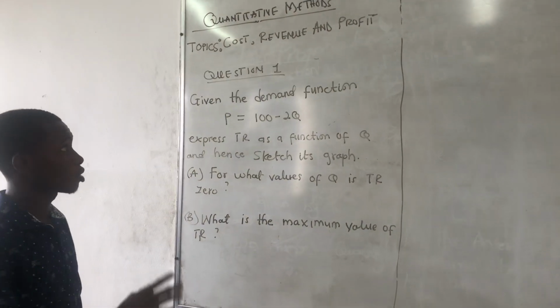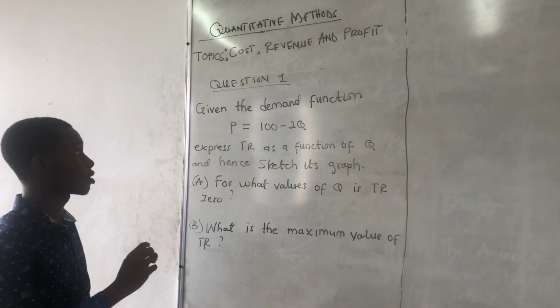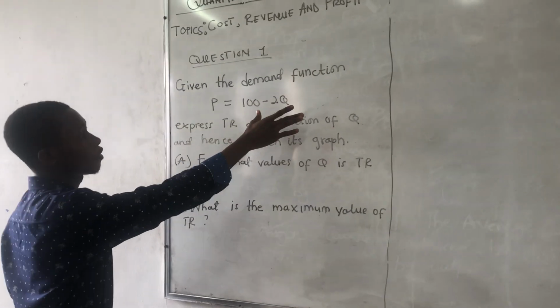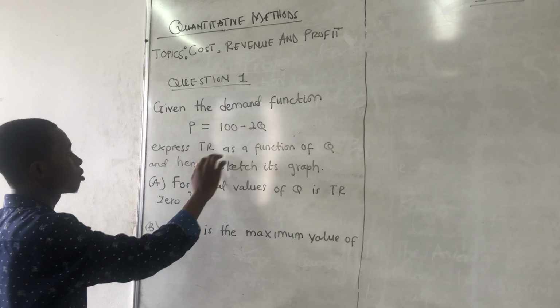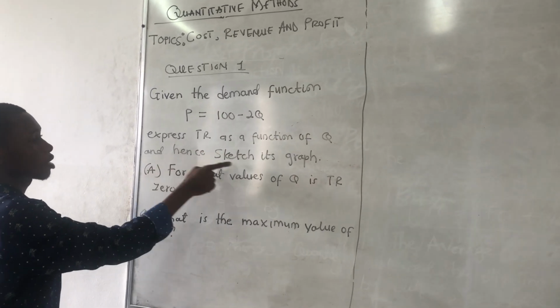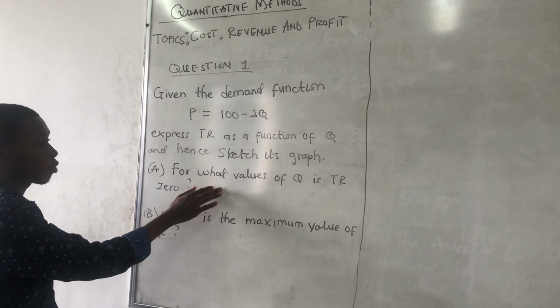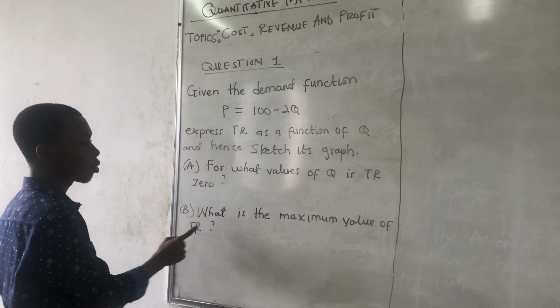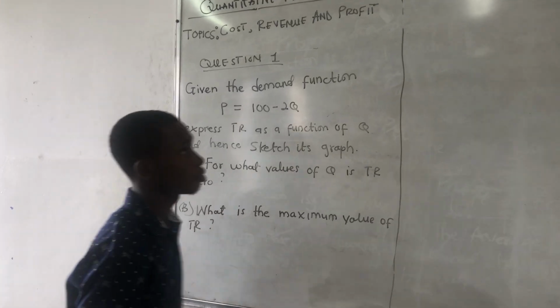So we are starting with question 1 part of cost, revenue and profit. The first question states that given the demand function P is equal to 100 minus 2Q, express total revenue as a function of Q, and hence sketch its graph. A. For what values of Q is total revenue 0? B. What is the maximum value of TR?